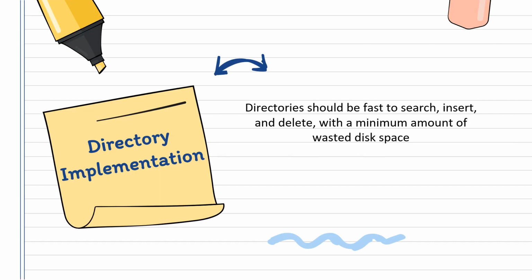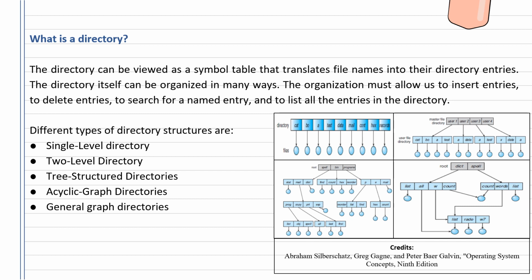Now let's come to directory implementation. Directories should be fast to search, insert, and delete with a minimum amount of wasted disk space. Let us see how we do that. Before diving into the implementation aspect, let us understand what is a directory. The directory can be viewed as a symbol table that translates file names into the directory entries.